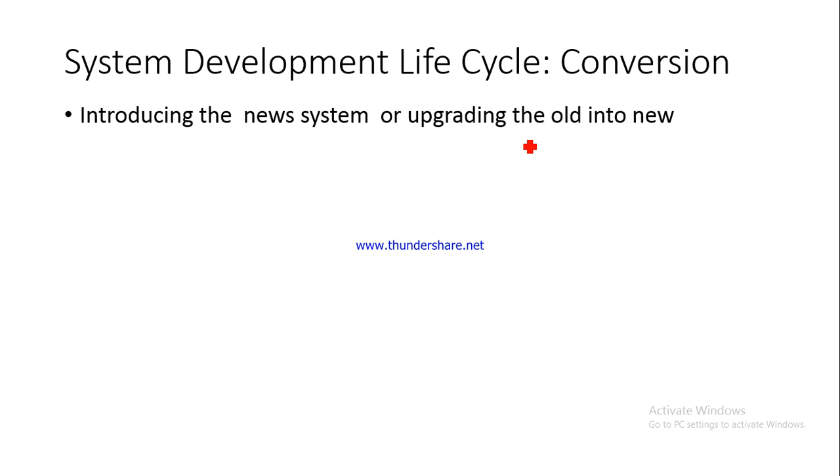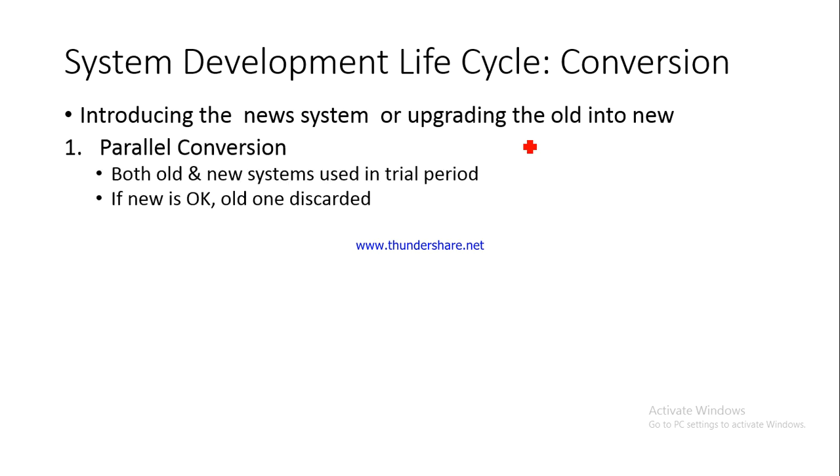So in both the cases the conversion will have to take place, and there are 4 ways in which this conversion can be effected. One is called the parallel conversion. What will happen here? Please understand, both old and new systems shall be used in the trial period. Why are we doing this? So that in case there is a problem with the new system that we have just installed, we can go back to the old system, because many a time it might so happen that the organization may lose very important data. So we'll go for the parallel conversion.